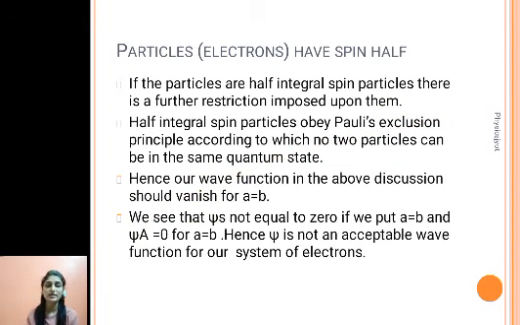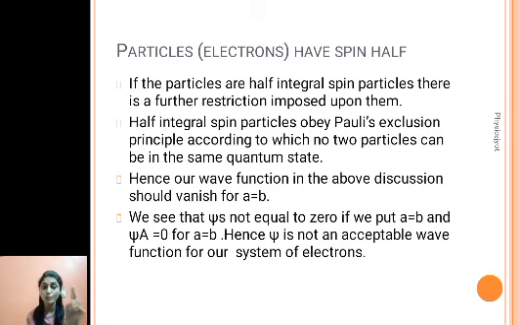Now second which we are going to use is particles have spin half. These are the half integral spin particles. So if the particles are half integral spin particles, there is a further restriction which is imposed upon them. So that restriction is half integral spin particles, they obey Pauli's exclusion principle. Zero or integral spin particles, they do not obey. So second obligation which is there on the particle is they have to obey Pauli's exclusion principle.